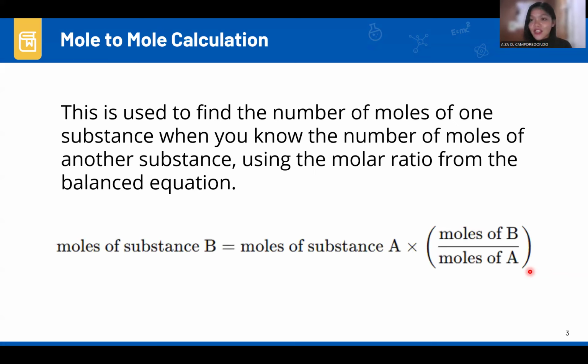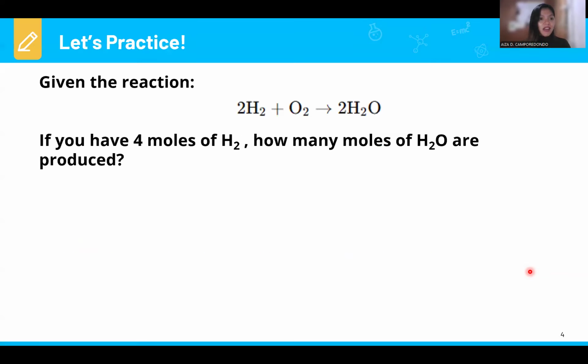Right here we have the general formula of mole to mole. Moles of substance B is equal to moles of substance A multiplied by the moles of B over moles of A. Let's proceed with the problem solving. Given the reaction, 2 moles of hydrogen gas is added to 1 mole of oxygen gas, produces 2 moles of water. So if you have 4 moles of hydrogen gas, how many moles of water are produced?